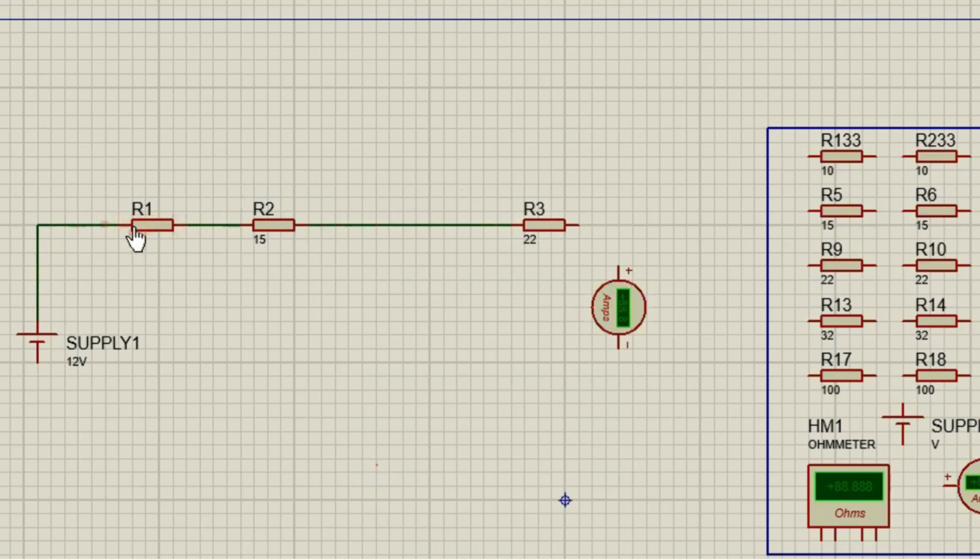The positive of the supply goes to positive of R1. Negative of R1 goes to positive of R2. Negative of R2 goes to positive of R3. Then the negative of R3 goes to positive of the ammeter, and the negative of the ammeter goes to the negative of the supply. So this is IR3. Do you see this, guys? So this is how we measure our current.